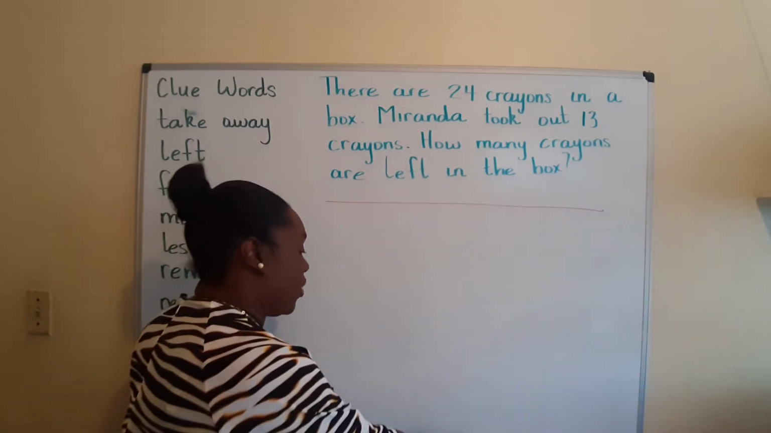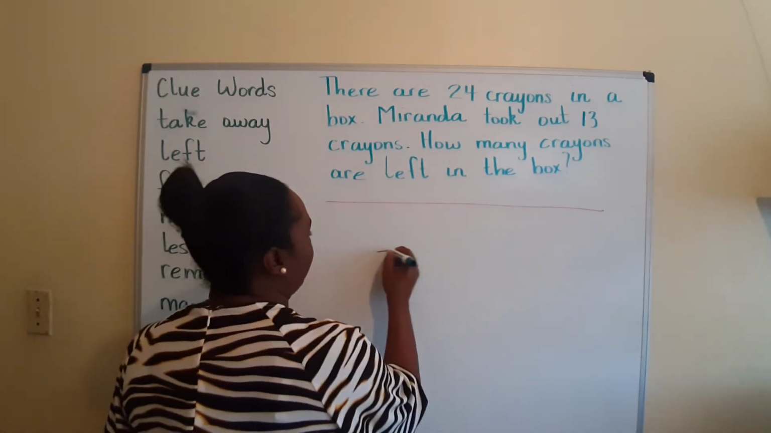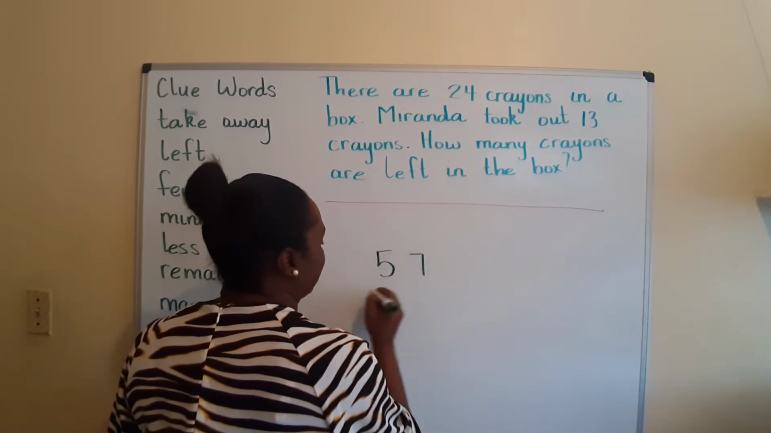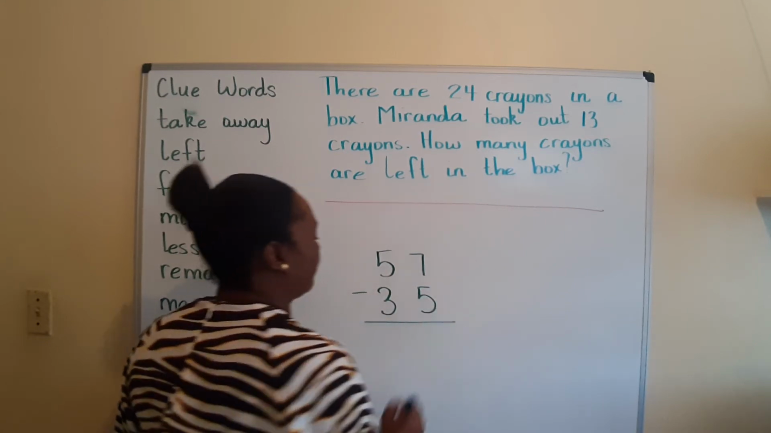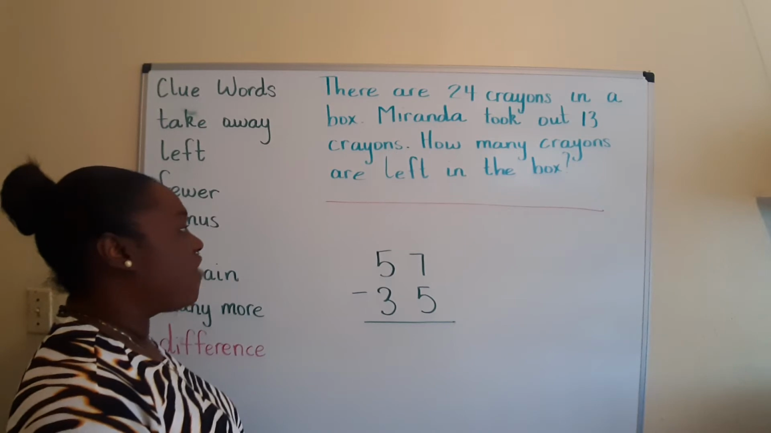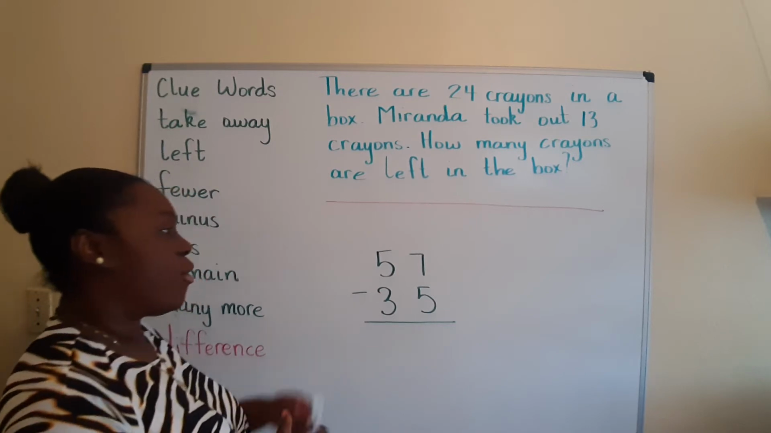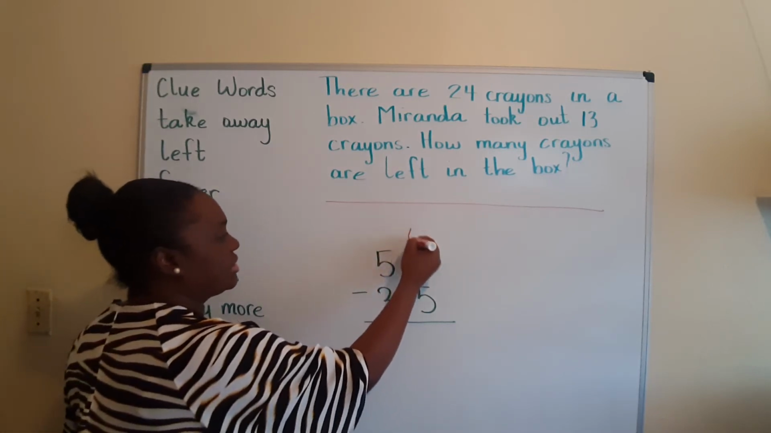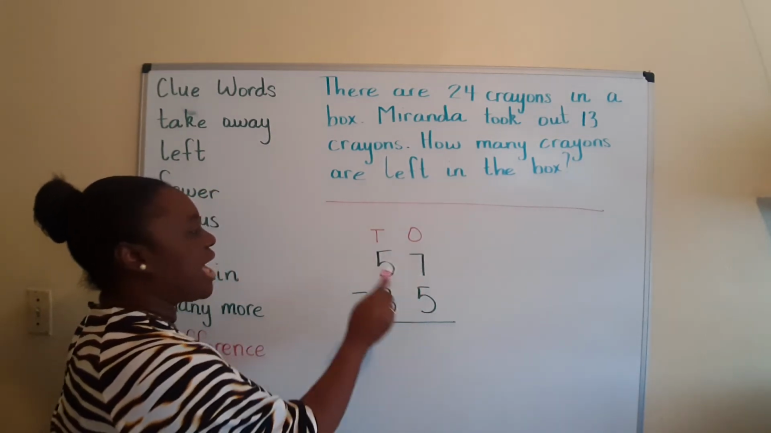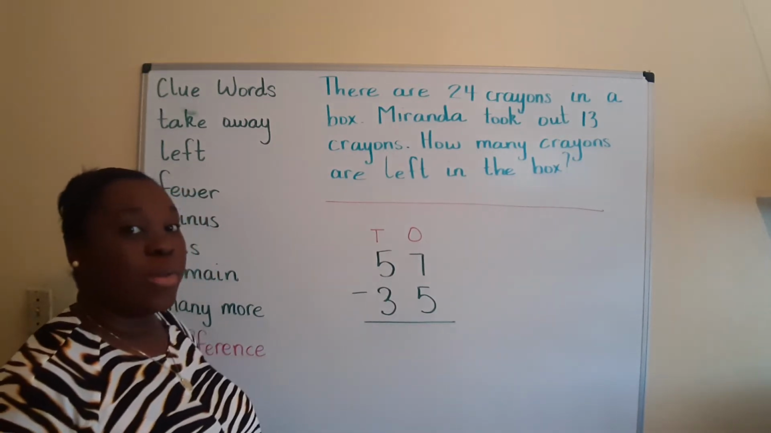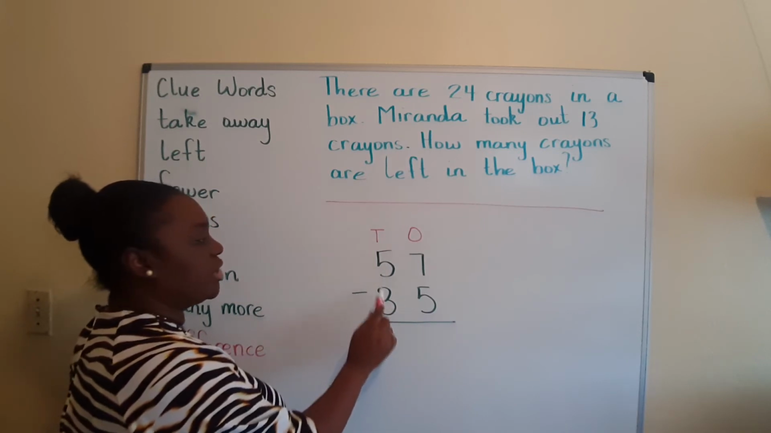So let's see if we can work out a problem. If we have 57 take away 35. Now we have our tens column and we have our ones column, or our ones place and our tens place. So 57 is actually 7 ones and 5 tens. What about 35? 5 ones and 3 tens.